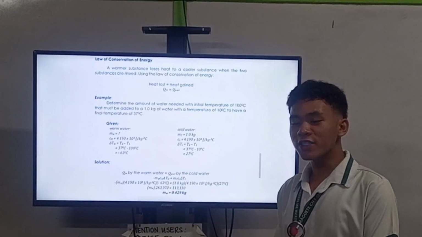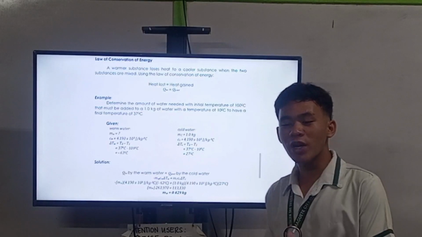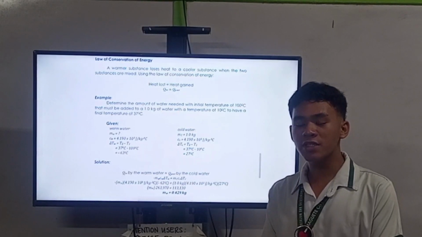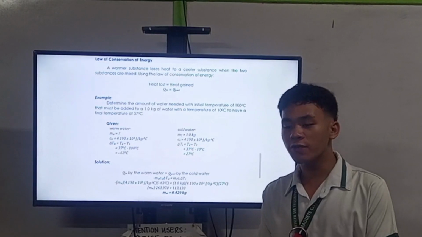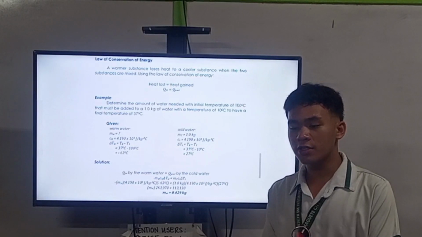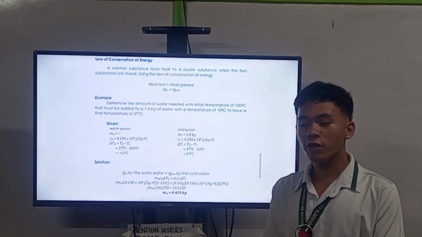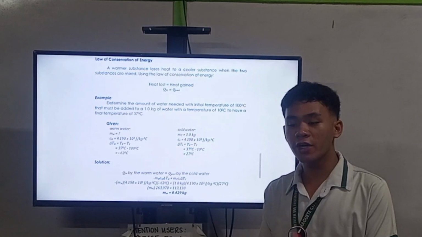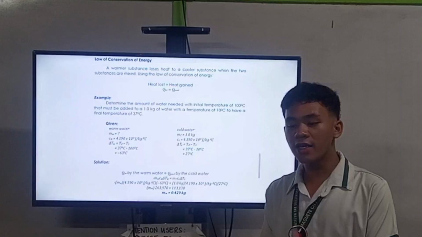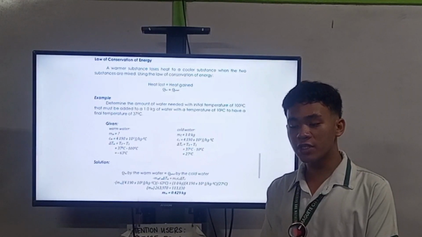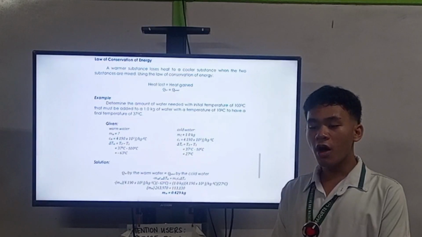Let's proceed to the law of conservation of energy. So this states that when a warmer substance loses heat to a cooler substance, when the two substances are mixed, using the law of conservation of energy, heat loss is equal to heat gain. For example, determine the amount of water needed with an initial temperature of 100 degrees Celsius that must be added to 1.0 kilogram of water with a temperature of 10 degrees Celsius to have a final temperature of 37 degrees Celsius.